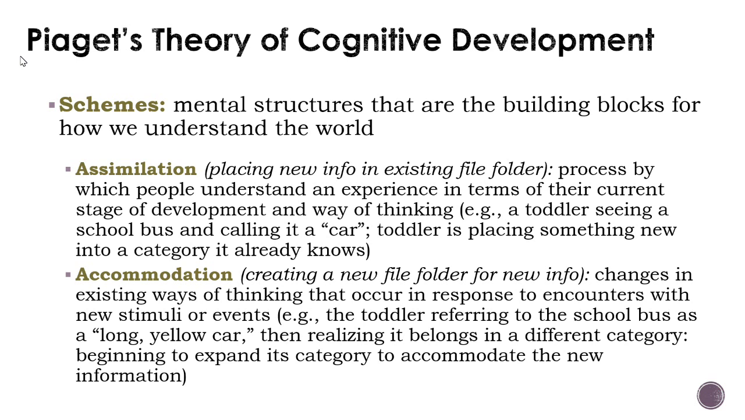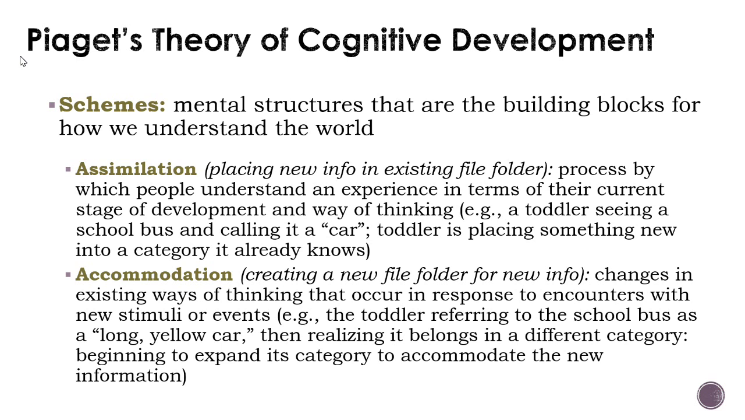Okay, so a toddler might see a school bus and go, oh, car. They know that cars roll and hold people. They see a bus rolling and holding people, and they're like, car. No, it's not a car, but it's just kind of sticking it into a file folder based on that person's current level of knowledge and understanding. That's assimilation. Now, accommodation is actually the next step up.